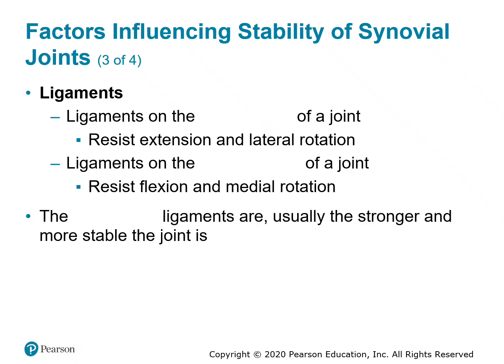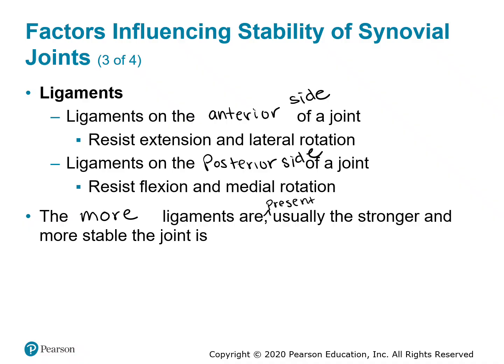So, ligaments on the anterior. Where's the anterior again? The front. So the front side of a joint are going to resist extension and lateral rotation. Ligaments on the posterior side are going to resist flexion and medial rotation. The more ligaments that we have present usually means that the joint is going to be more stable and a lot stronger. Okay?